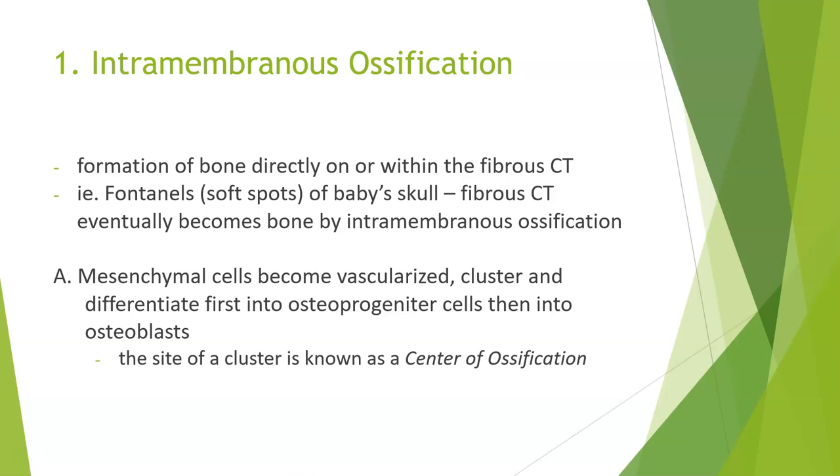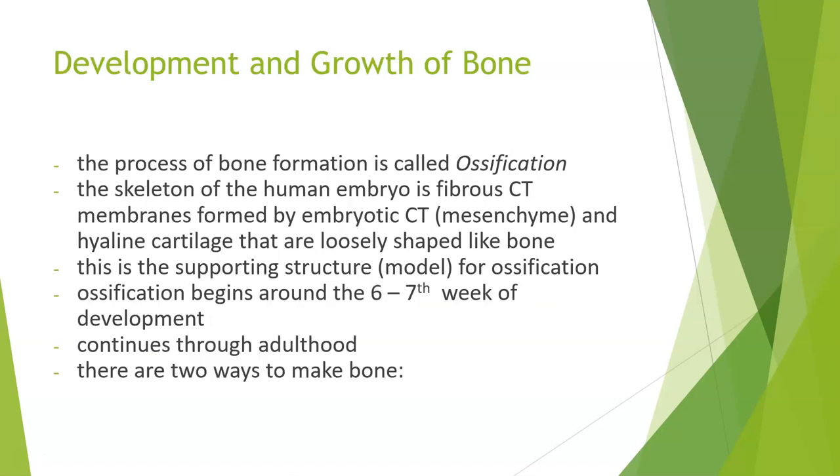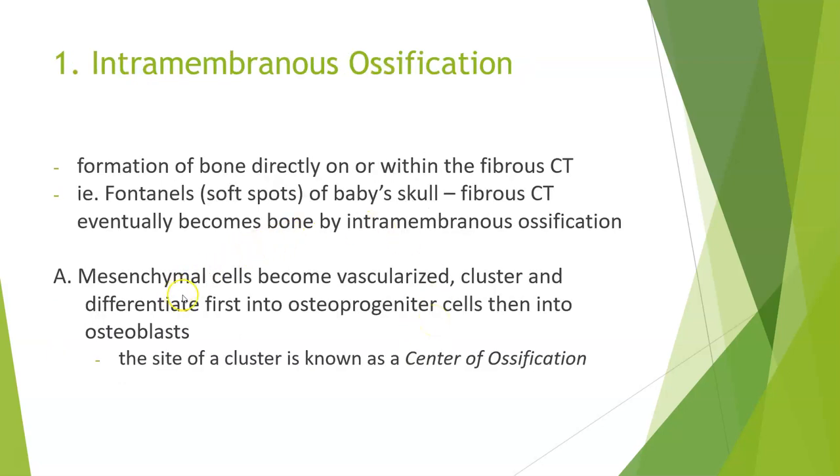So if we go back here to this slide, we say that the skeleton of the human embryo is fibrous connective tissue and hyaline cartilage. So they're loosely shaped like the bone, and they're soft tissue, hyaline cartilage, and connective tissue. Once we have an artery that pops into this soft tissue, then we can start to make bone. If we don't get blood, it remains cartilage, and that's going to be key for a little bit later on.